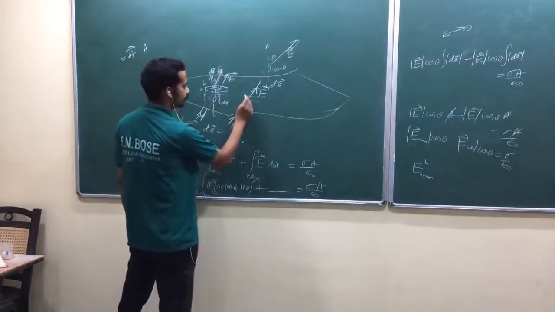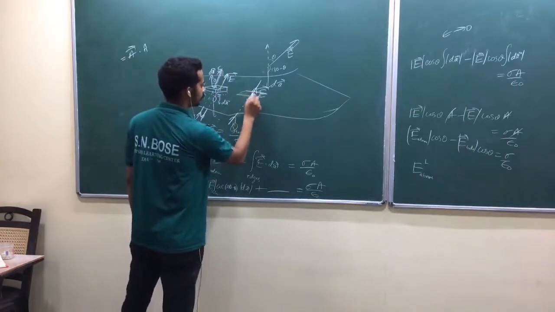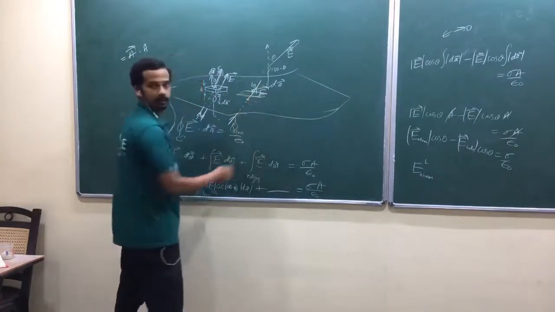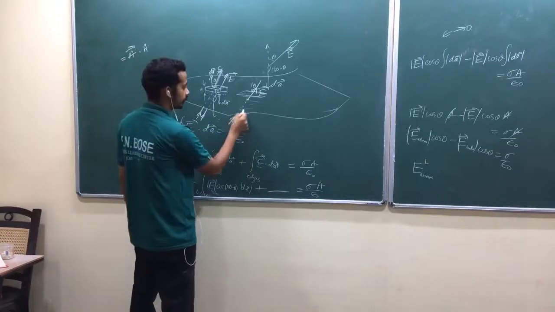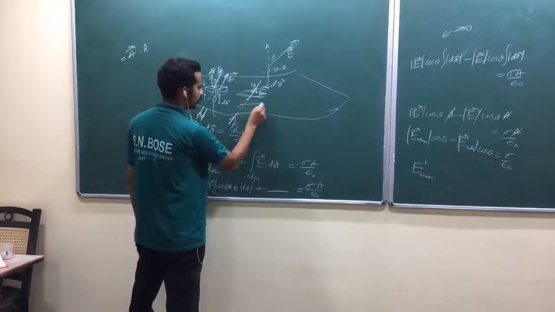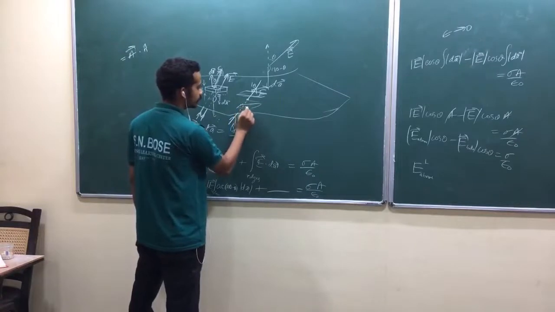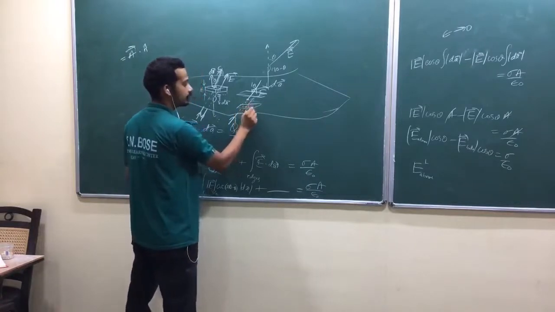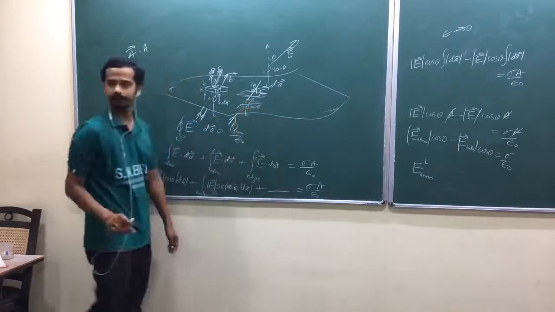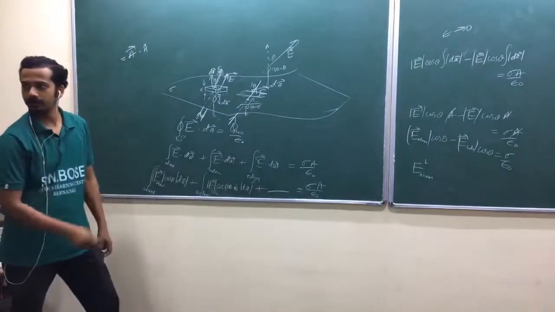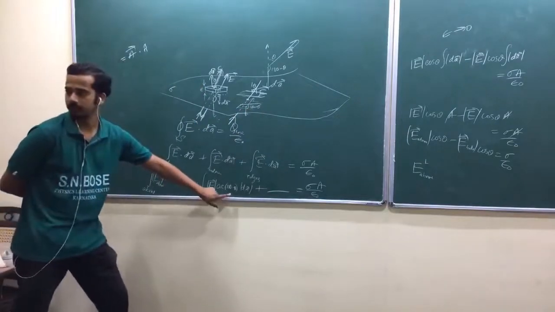When I choose the electric field like this, now look here. When you take the upper surface, you will get some acute angle, theta. When you take the lower surface, the dA vector is like this and the electric field is like this. This is 180 minus theta. Is that okay? So that is what I have taken here.